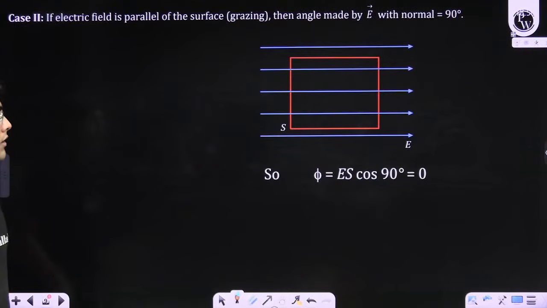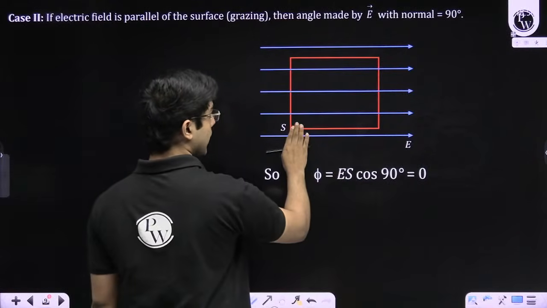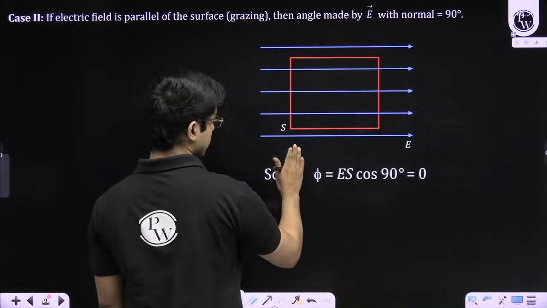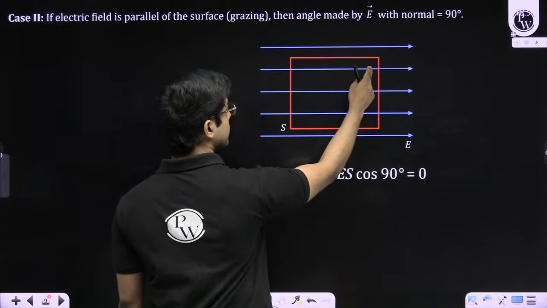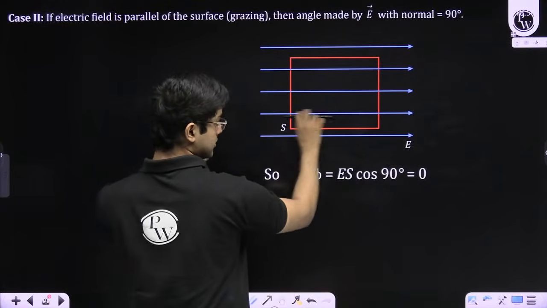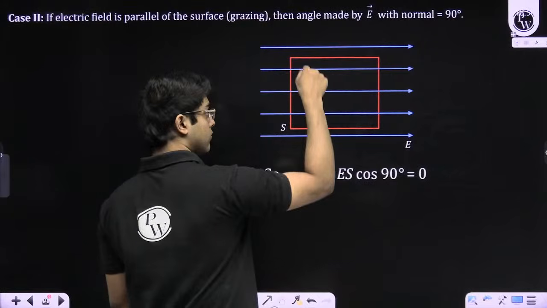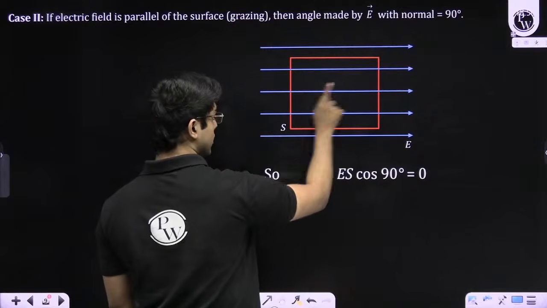Okay, then we have this case, which is different. Here you can imagine this as a table surface, and on the table we keep this red rectangle, and these electric field lines are also parallel to the table surface itself. So in this case, no lines cut the cross section S. The lines are tangential to S.